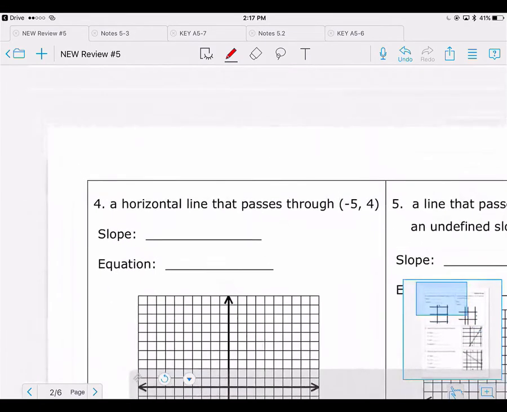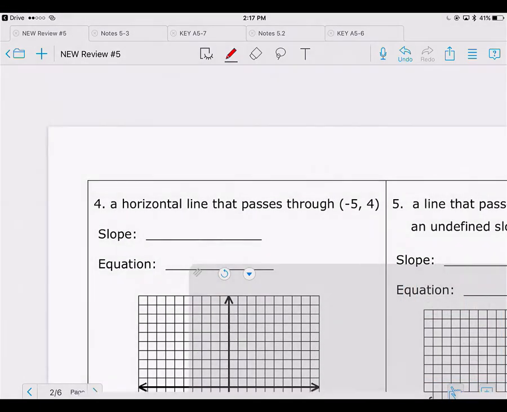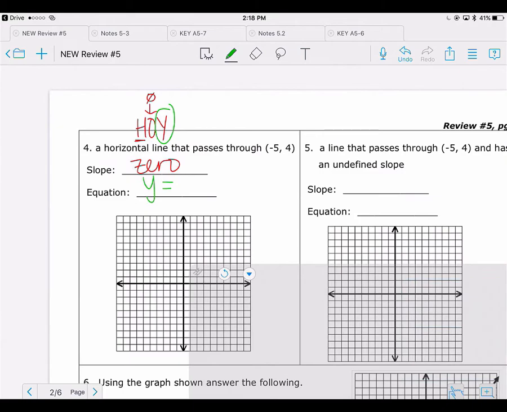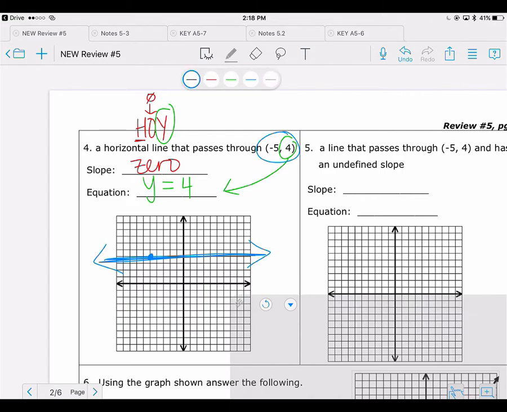Problem 4 is asking for a horizontal line that goes through the point negative 5, 4. So a horizontal line is a special case. It is a HOY. HOY reminds us that we have a horizontal line. Our slope will be 0. That's what the 0 stands for. And my equation will start with y equals, and I only need my y point. In order to graph, I'm going to go to the point -5, 4, so left 5, up 4. And it's a horizontal line, so I go straight across. And that's all I need for this problem.